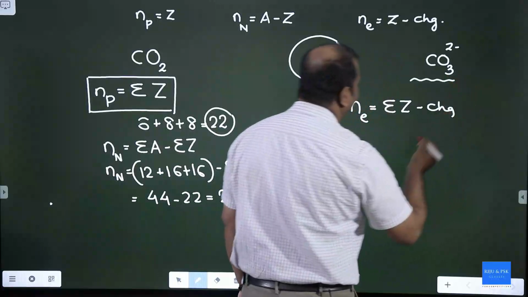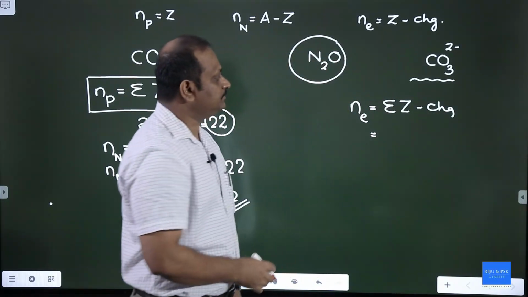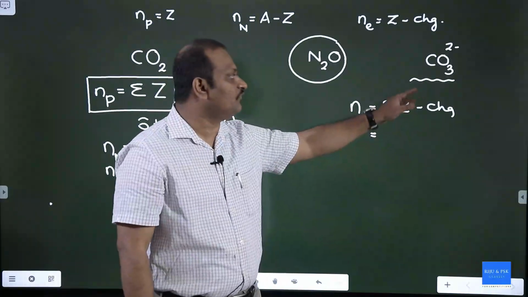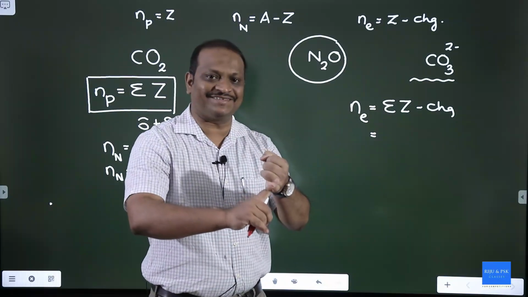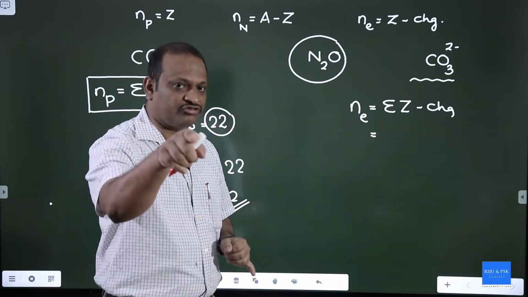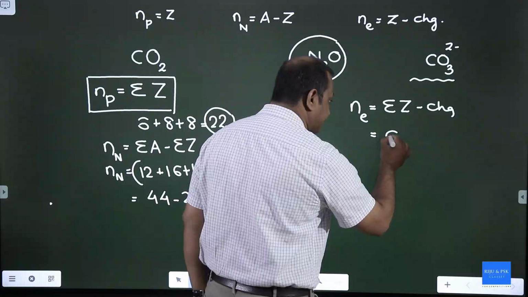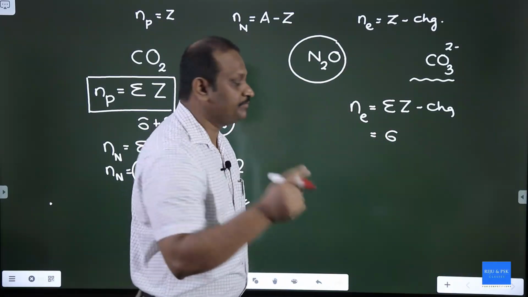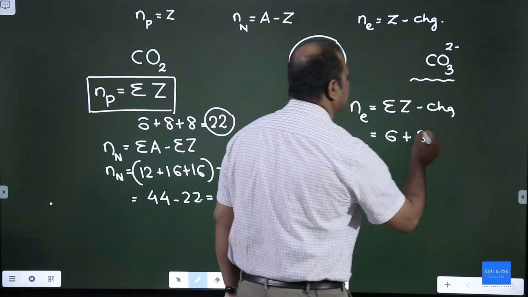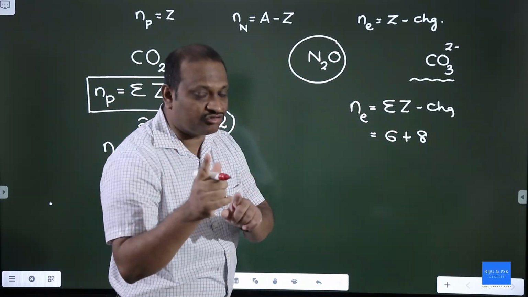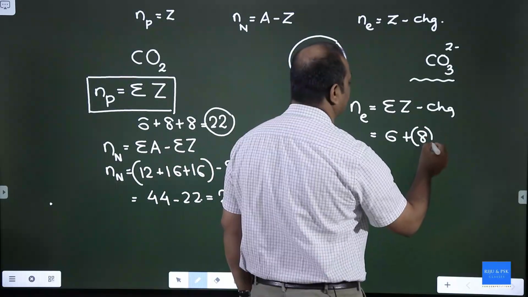Then you will be getting what sigma of Z is. We need to add the atomic numbers of all the atoms. You know, atomic number of carbon is 6, oxygen is 8. How many oxygen are there? Three oxygen. Let's add together. So 6 for carbon. Next 8, it's for oxygen. But how many oxygen are there? Three oxygen, so 8 into 3.